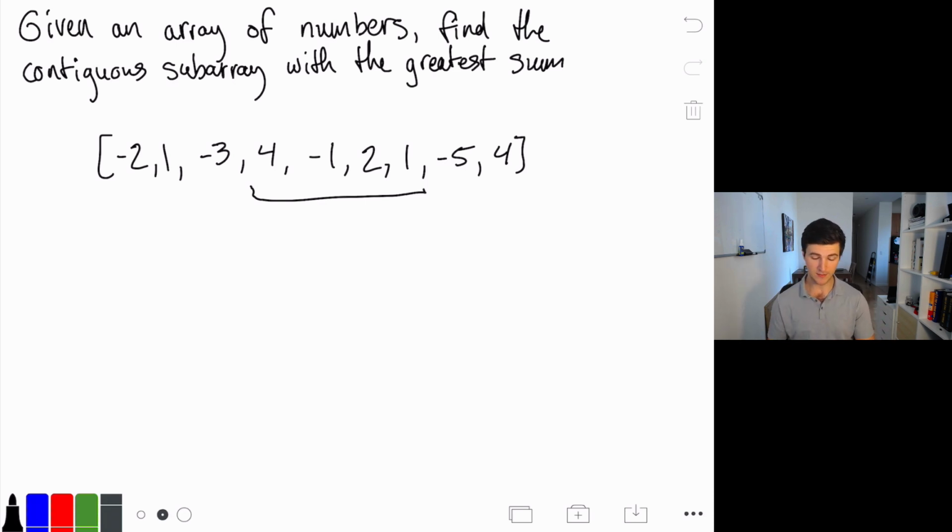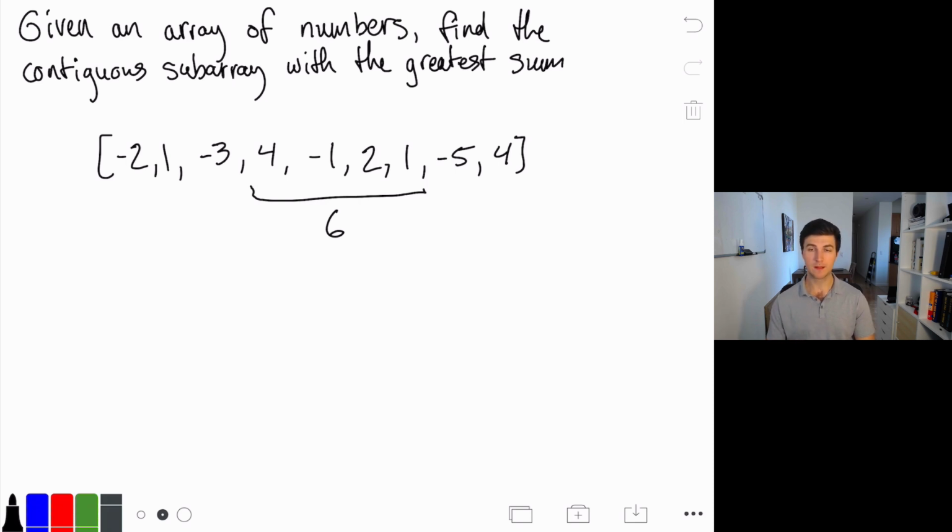With this problem, we're given an array of numbers and we're looking for that contiguous subarray. You could test this for yourself, but in this case this subarray here is going to give us a sum of 6. That's going to be the greatest subarray in our entire list.